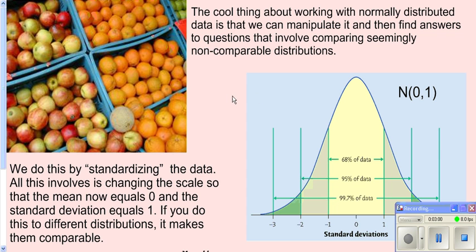Now, the cool thing about z-scores is you've been told in the past you cannot compare apples and oranges. But with z-scores, when you standardize everything, you can really compare apples and oranges, or grapefruit and peaches. When you standardize everything, just writing it as how many standard deviations you are above or below the mean, you can then compare your results, even if they have different units of measure.